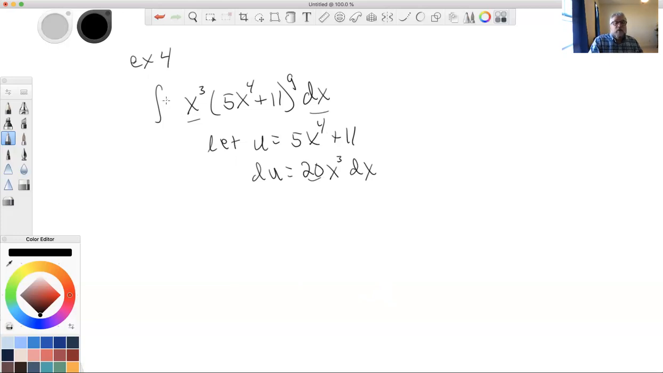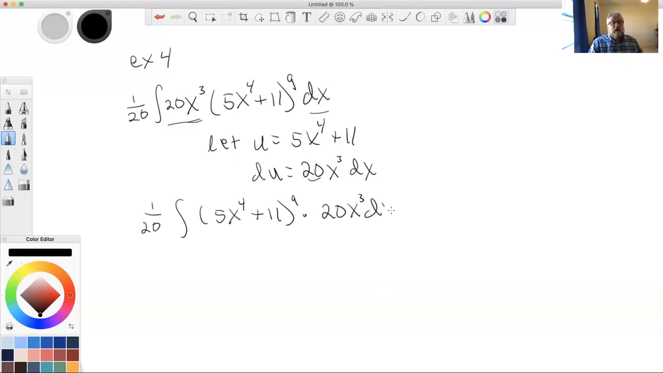So I can put a constant in. I can multiply this by 20, but I can't change the value of the integral, so I have to also divide by 20. I multiplied and divided by 20, which is the same as 1. I didn't change the value of the integral, but now I have it set up so that it looks like our formula. So this is 5x to the 4th plus 11 to the 9th times 20x cubed dx.